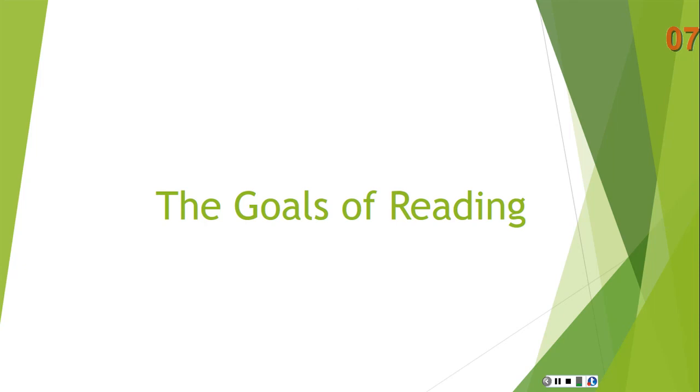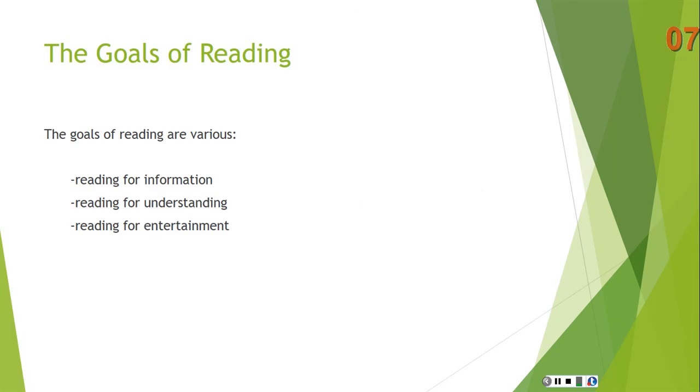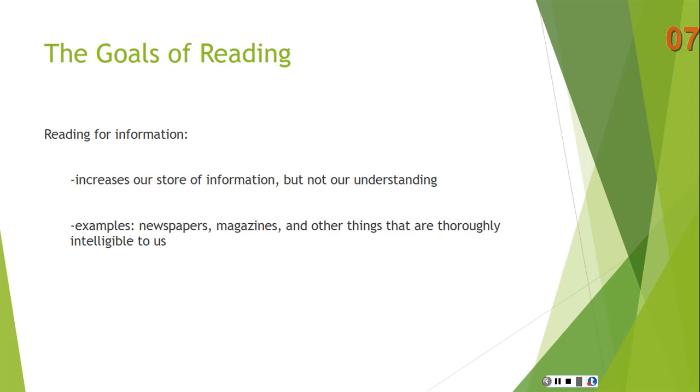What are the goals of reading? They're various, but Adler identifies three: reading for information, reading for understanding, and reading for entertainment. And as you saw on one of the first slides, reading for understanding is the aim of Adler's book. So what is reading for information?